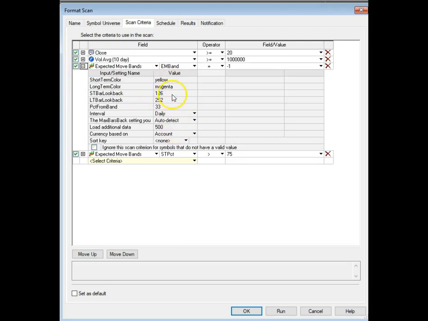This is looking back basically 6 months and basically looking back a year to see just how good the duration of the bands that we want to look at. And for this part, we're looking at the EM band.